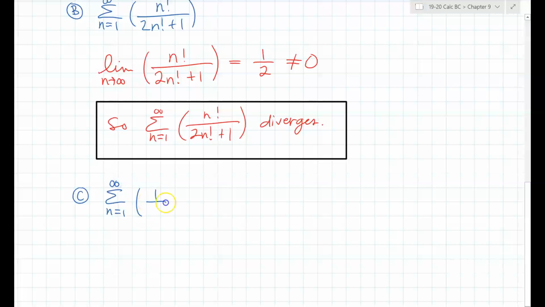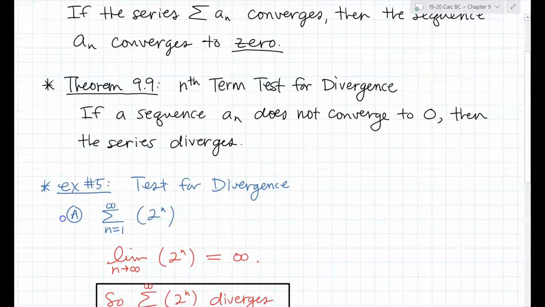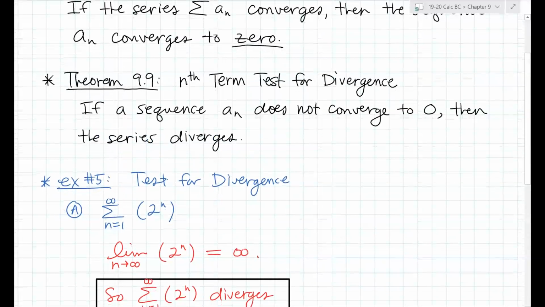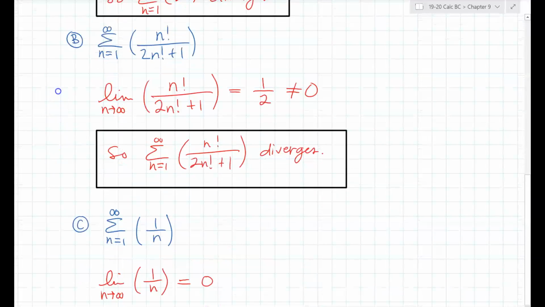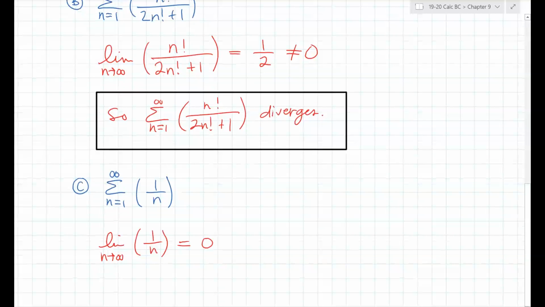So, all right. So the limit as n goes to infinity of 1 over n equals 0. Well, the definition says if the sequence does not converge to 0, then the series diverges. What if it does converge to 0? That's exactly what I told you not to do, right? But that's what a lot of people do. We don't know. We don't know whether it converges or diverges.